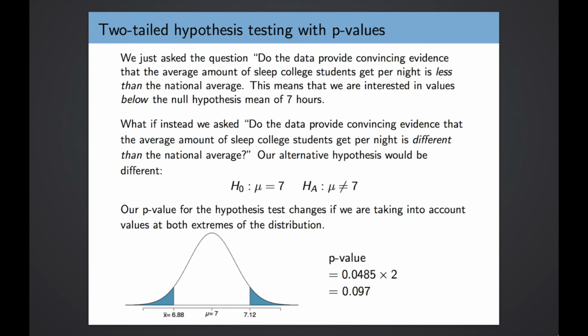So this has some implications for the p-value that we find in our hypothesis test. So if we are taking into account values at both extremes of the distribution, then values that are at the extreme low end of the distribution or values at the extreme high end of the distribution could be evidence to reject the null hypothesis. So if we're doing a two-tailed hypothesis test, our p-value is going to be greater.